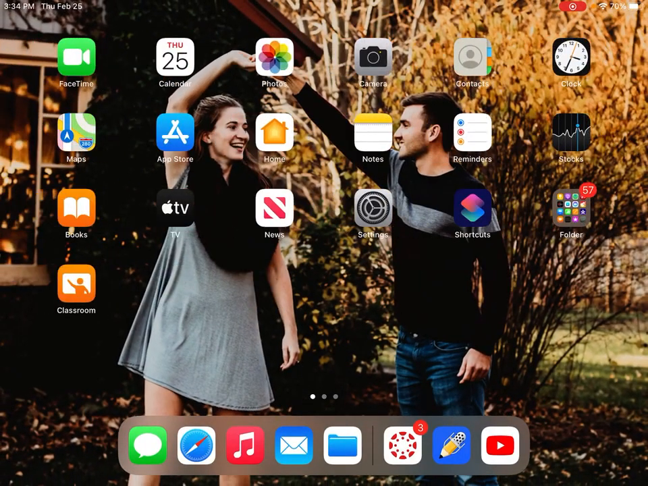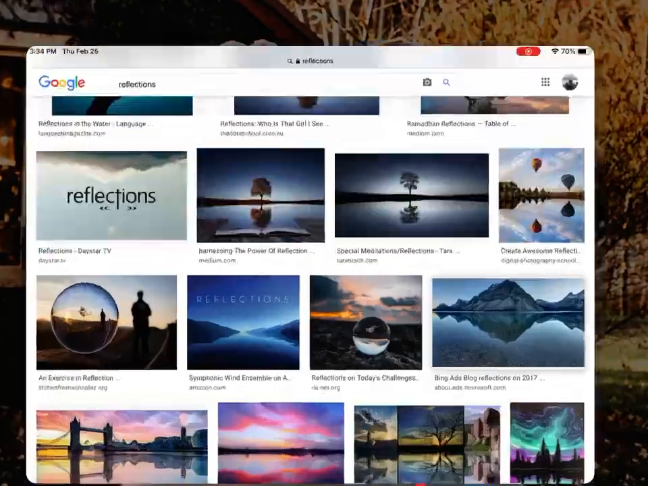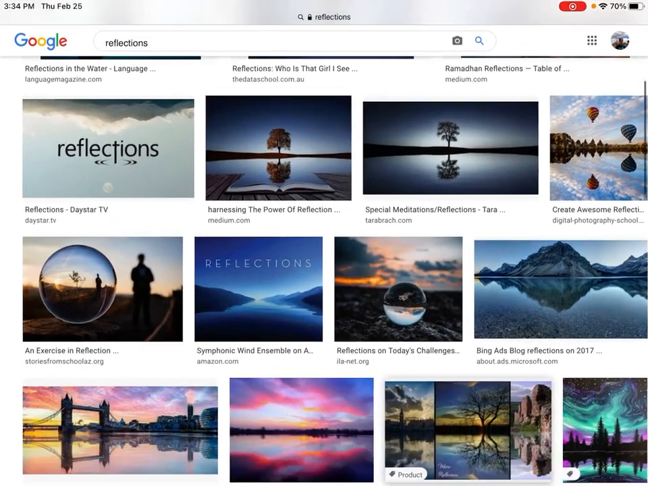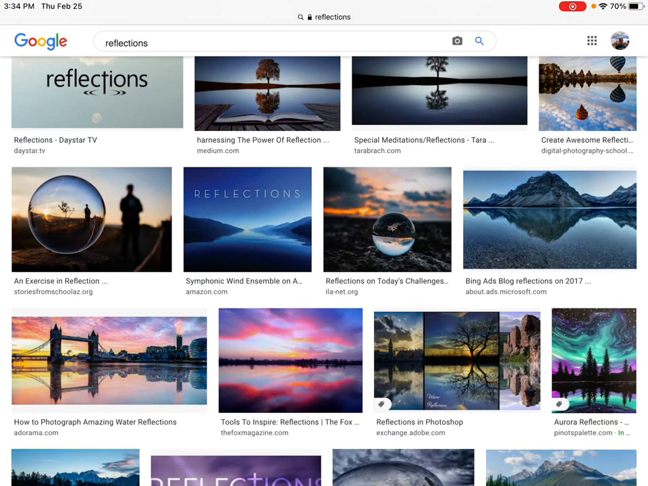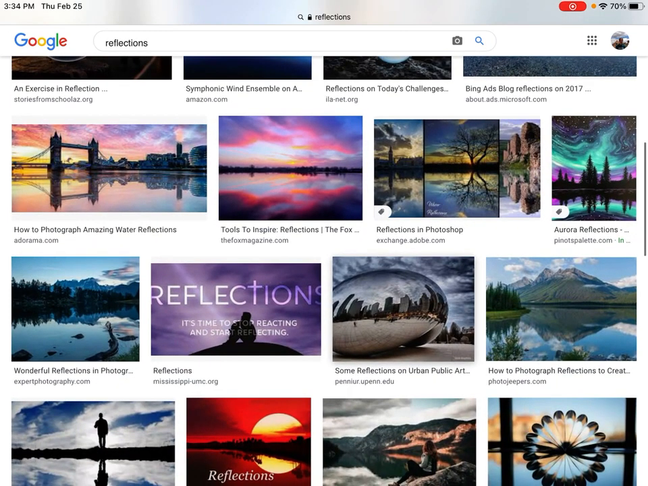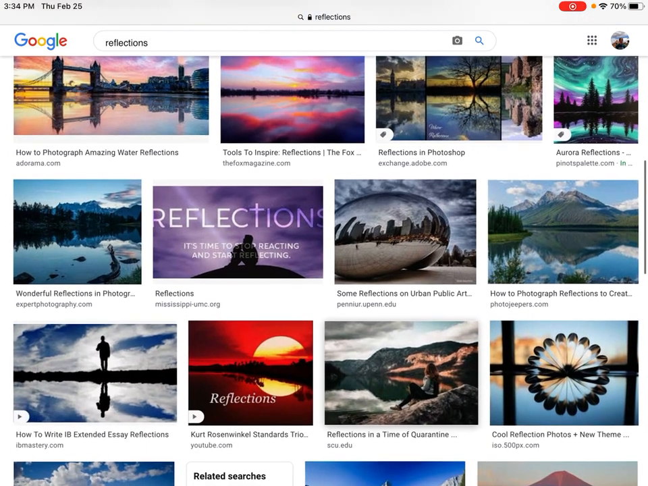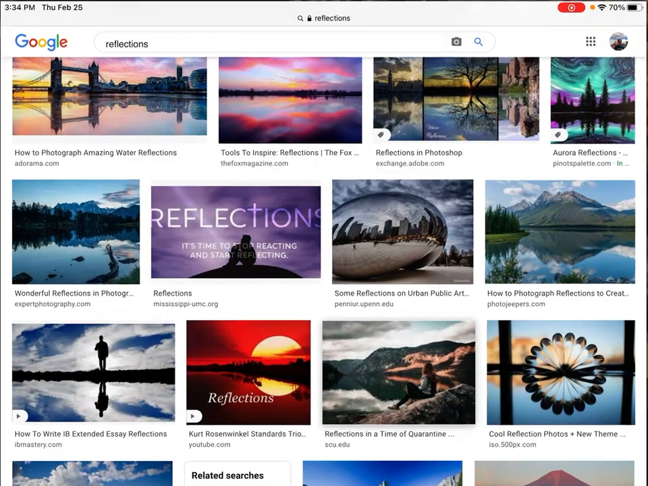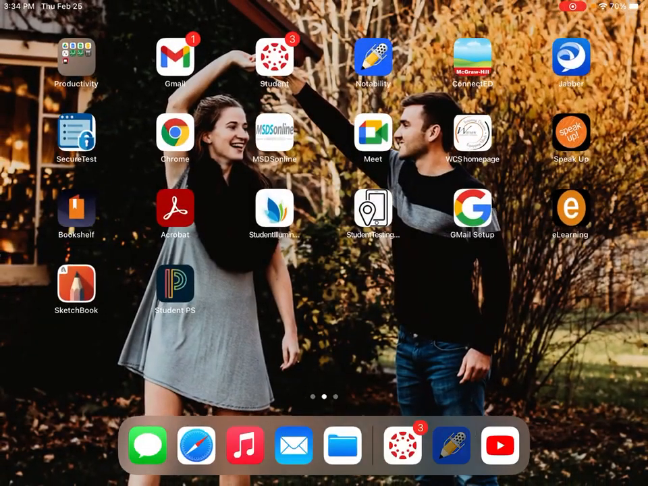Before we go any further though, if we take a look over here, these are examples of our reflections. You can think about water reflecting what is above the surface onto the surface of the water. That is what we are going for here. That's just an example of it in real life.